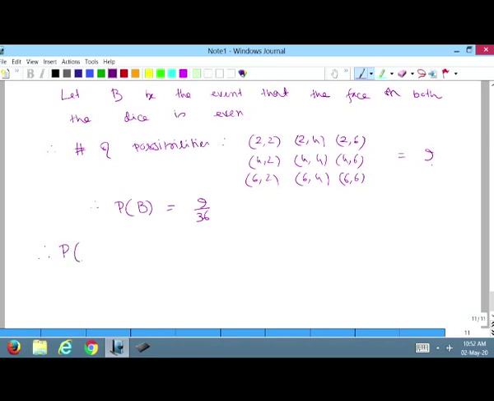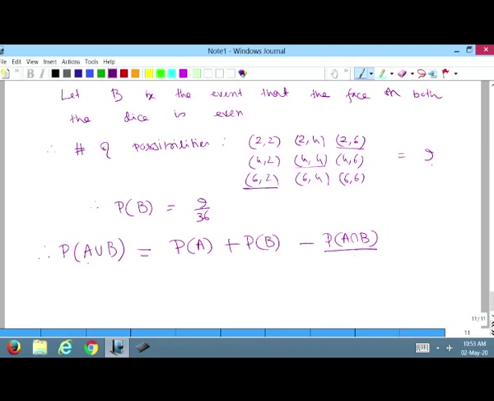Therefore, probability of A union B, or both of them are even, is equal to probability of A plus probability of B minus probability of A intersection B. Now, what is the probability of A intersection B? That means both the faces are even and the sum is 8. So, we can see that this is one way, this is one way and this is one way. So, there are 3 such cases when the sum is 8 and both of them are even.